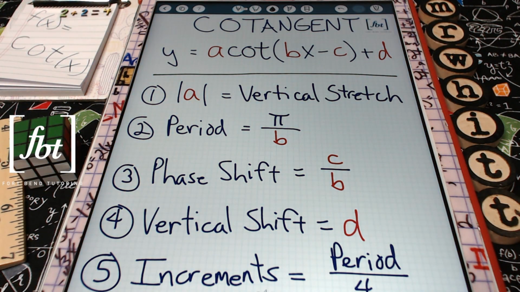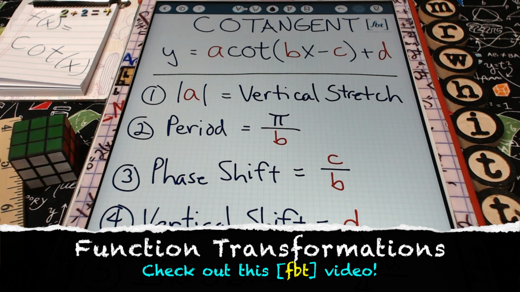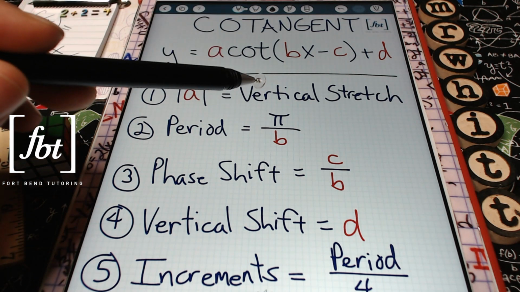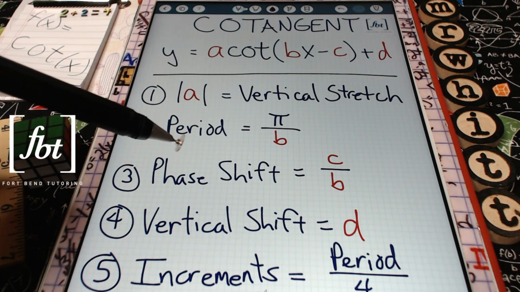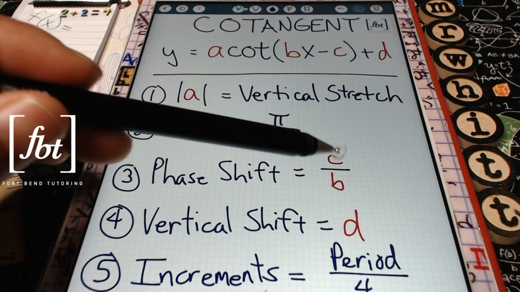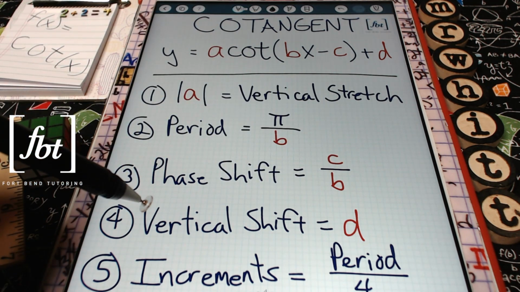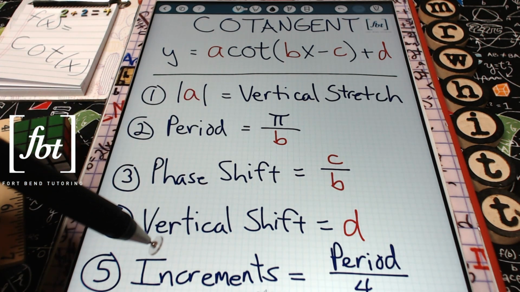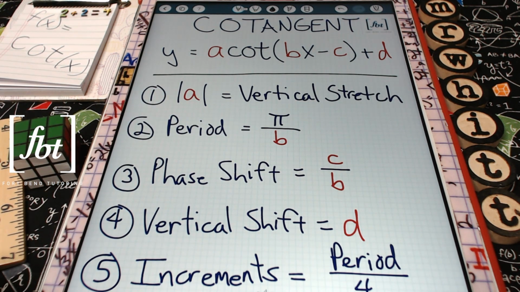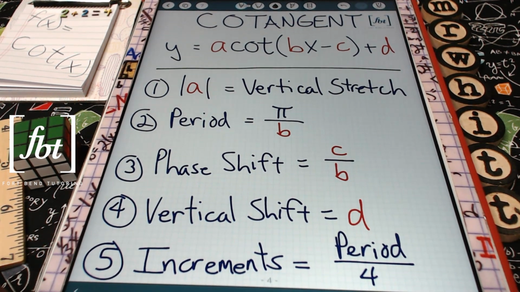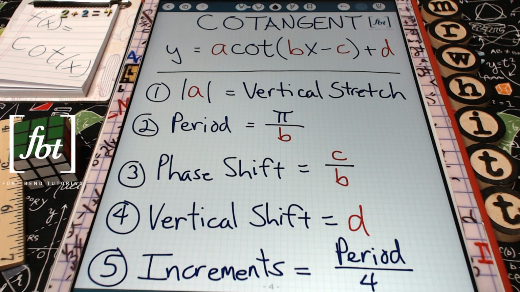Now we have the expanded form of our function cotangent, where we have isolated the values of a, b, c, and d. This expanded form is what we can use to help us with transformations. The absolute value of a is the vertical stretch. Here we have our period, which is equal to pi divided by our b value. Our phase shift, aka the horizontal shift of the function, is c divided by b when it's in this form. Your vertical shift is d. Your increments, most important to me, is the period divided by 4. That's what you need.